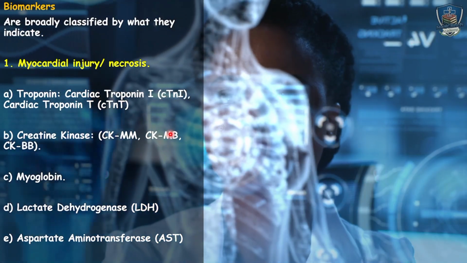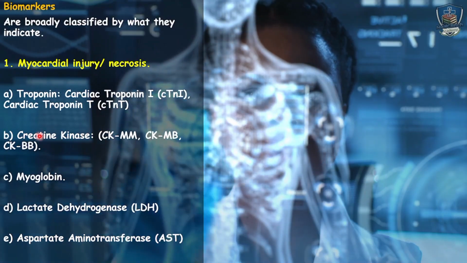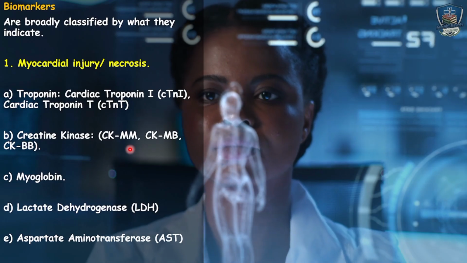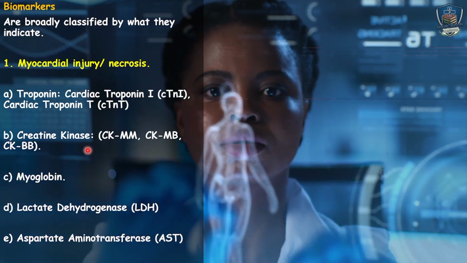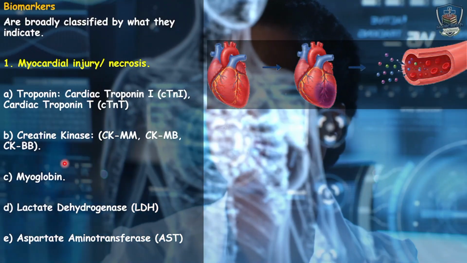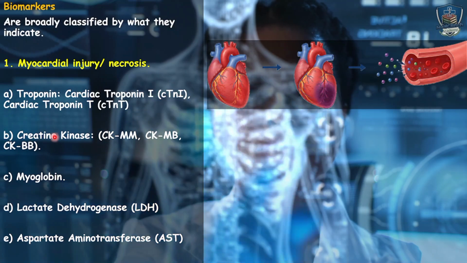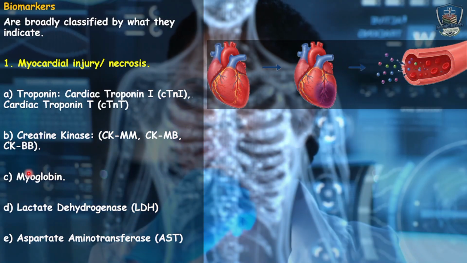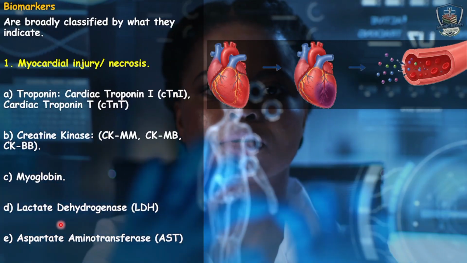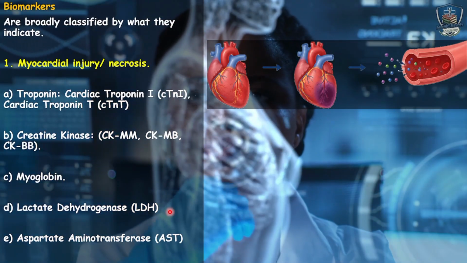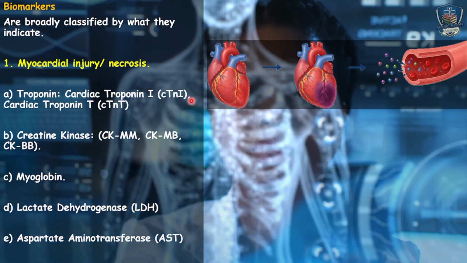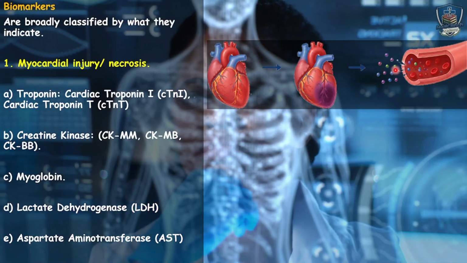At this point, I want to differentiate two terms: creatine and creatinine. These are two separate terms, so you have to know how to differentiate them. Here we have creatine, not creatinine. Creatinine is a waste product that is always released by the kidney. Creatine is an enzyme that is always found in the muscles. Another thing you have to know is that myoglobin may also be released when there's a myocardial injury. We've got the lactate dehydrogenase and also the aspartate aminotransferase, also called the AST. These five are always released when there is a myocardial injury or necrosis.